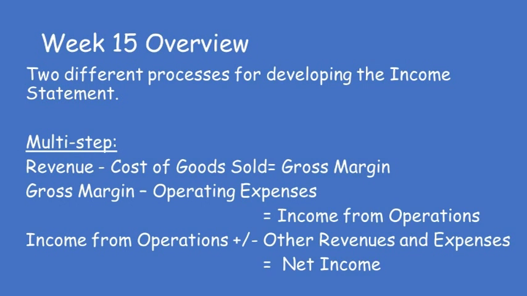So a multi-step income statement goes through a series of steps or subtotals to arrive at net income. And it's used by merchandising companies, which buy and sell products, as well as manufacturing companies, which make and sell goods. Now, four major parts of that multi-step income statement are, again, net sales, cost of goods sold, the gross margin, and the operating expenses.